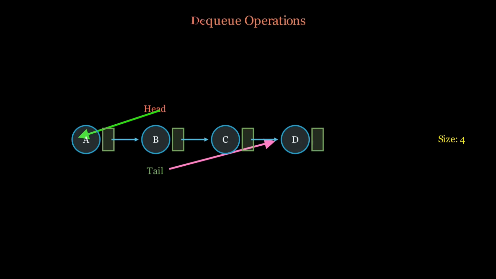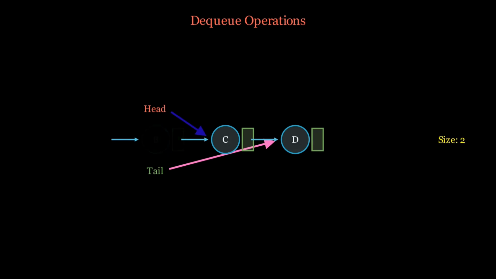Let's see how dequeue operations work. When we dequeue an element, we remove it from the front of the queue. When we remove the first two elements, the head pointer advances to the next node each time, while the tail pointer remains unchanged. The size counter decrements with each removal, keeping track of the queue's current state.